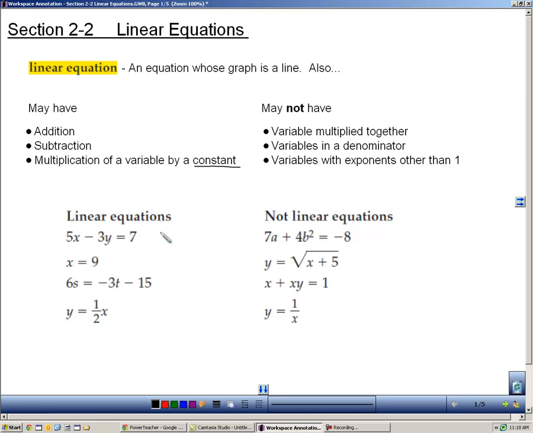Here you see some examples of linear equations. They all fit this criteria. These are all linear, but they're written in different ways. Here are examples of ones that are not linear. This one's not linear because it has a square. This one because it has a square root. Here you're multiplying variables, which you can't do, and here you're dividing by a variable. So all these are not linear equations.